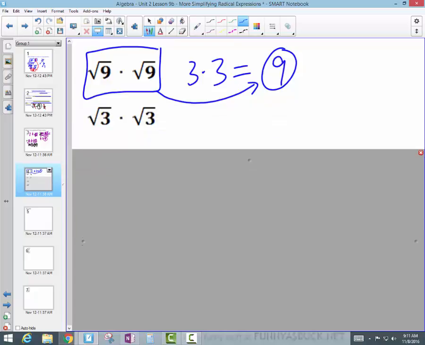Let's look at another example. Square root of 3 times square root of 3. Well, we don't know the square root of 3 times the square root of 3 because we don't know what the square root of 3 is. But what I do know is what I just noticed up here. If I had the square root of 9 times the square root of 9, I got 9. If I take the square root of 3 times the square root of 3, I think we should know what we should get.